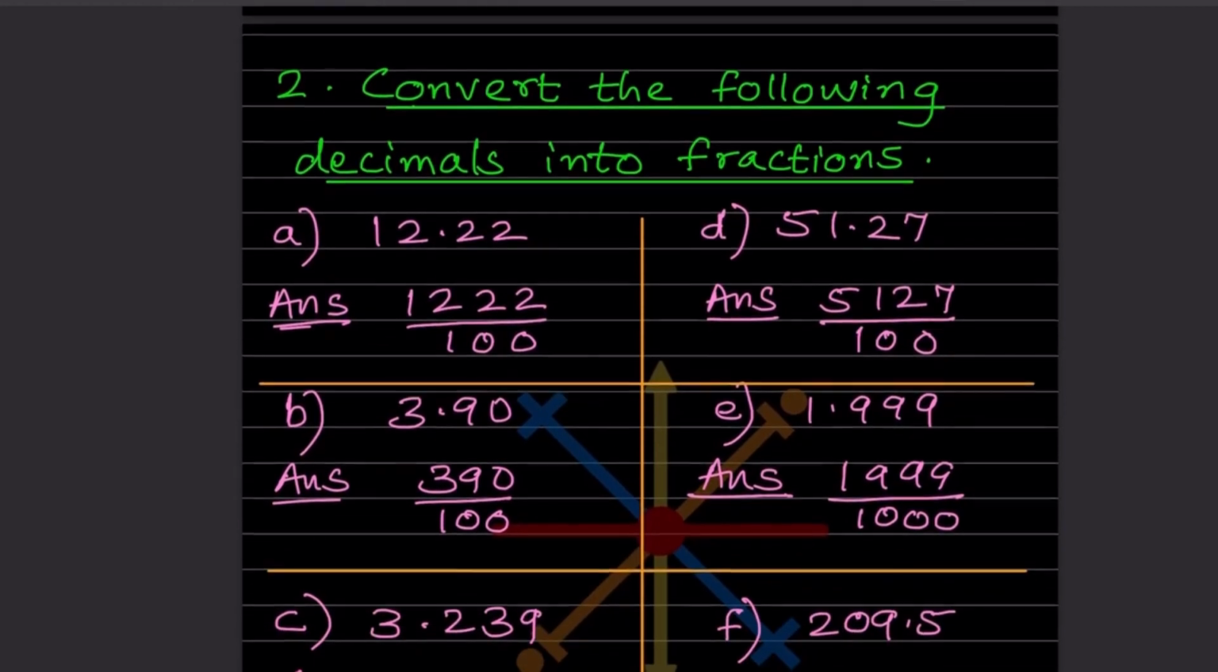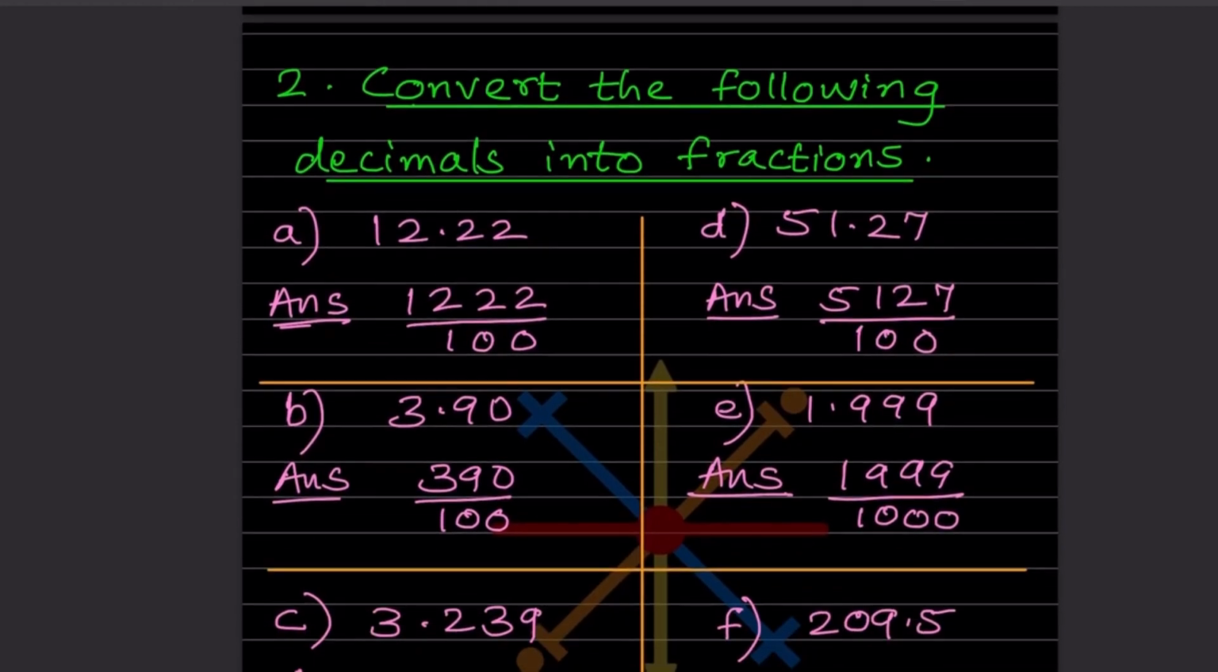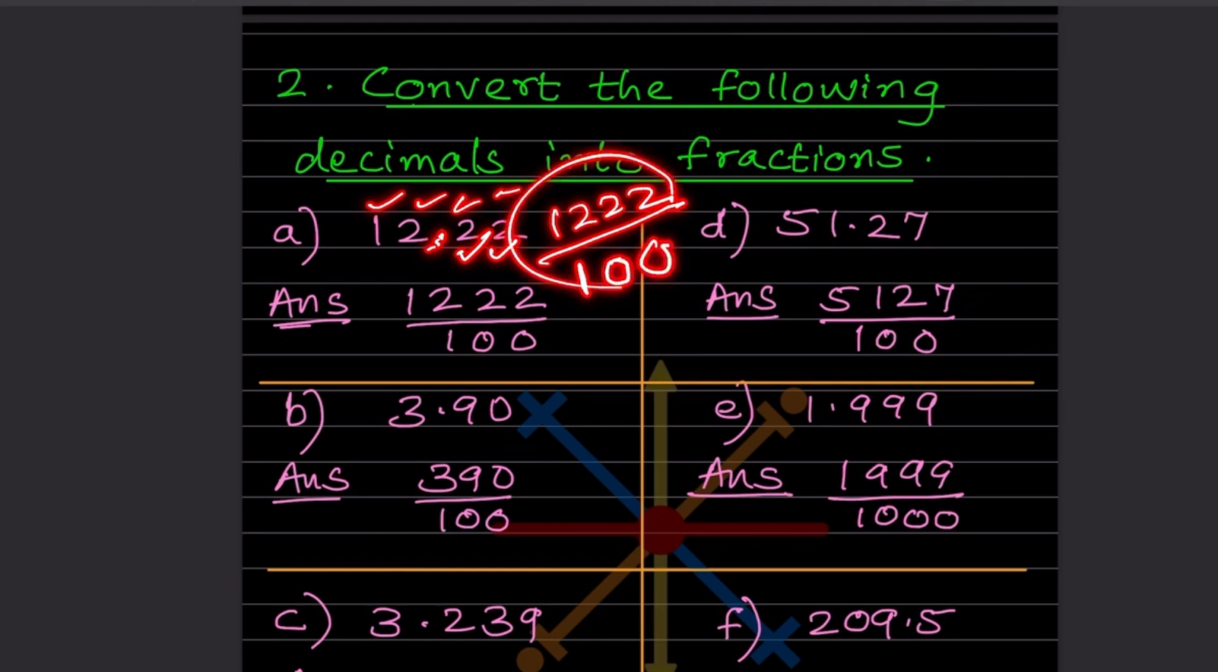Convert the following decimals into fractions. Now see here. Whenever it is from decimals to fraction, you will first not see the point. You will just write the whole number, whatever you see. So this thing we will write in the numerator. And now we are going to concentrate on the point. So the point is here. After that, how many digits are there? 1, 2. So what are you going to do? You will write here 1 and two zeros. Hope you got this. So this is a fraction in this one.